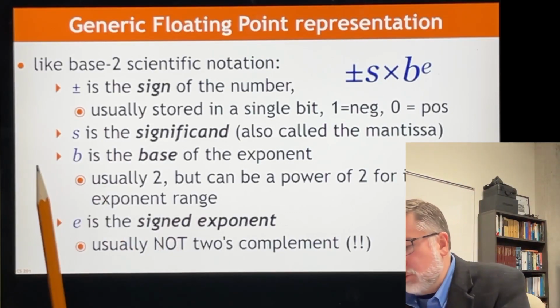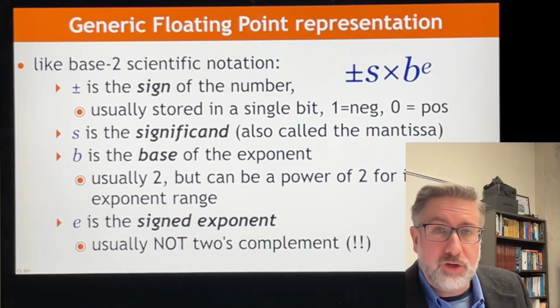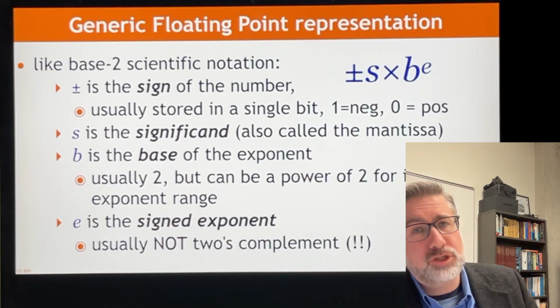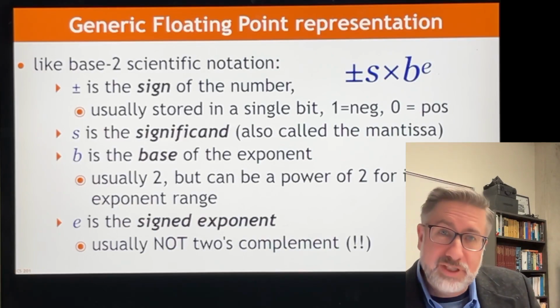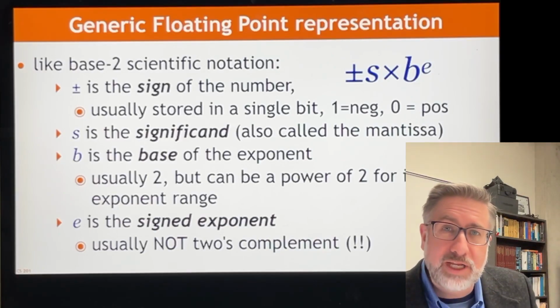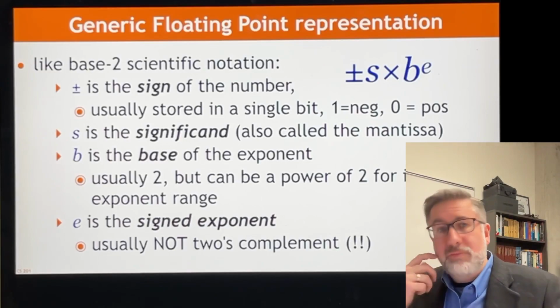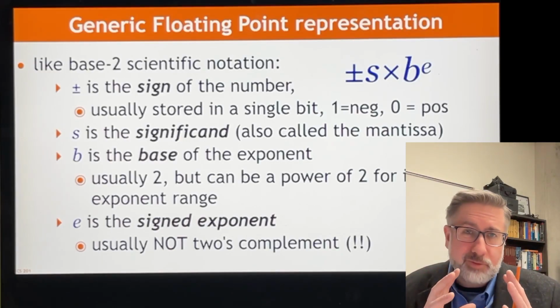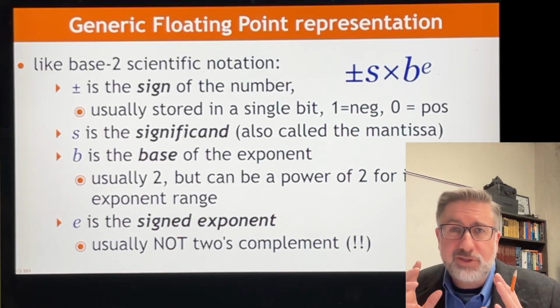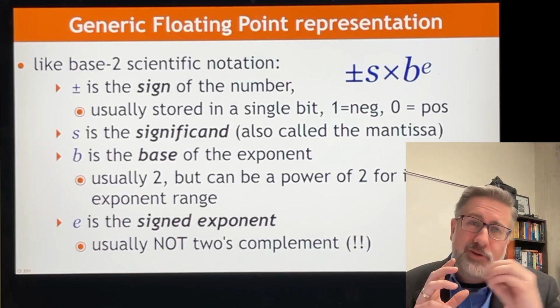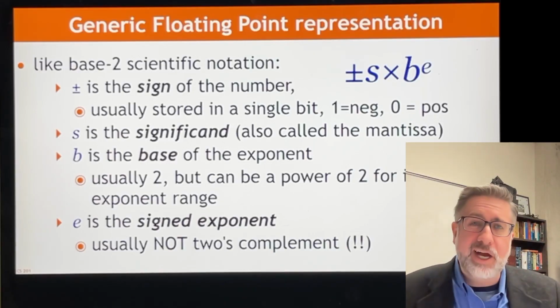Then we're going to store another piece of information that we're going to call the significand. It's sometimes called the mantissa. We also will eventually call it the fractional part, as you'll see why in a minute. That stores the numerical value of the number that we're looking at. And then we're going to store the exponent of where to put that number on the size of ranges.